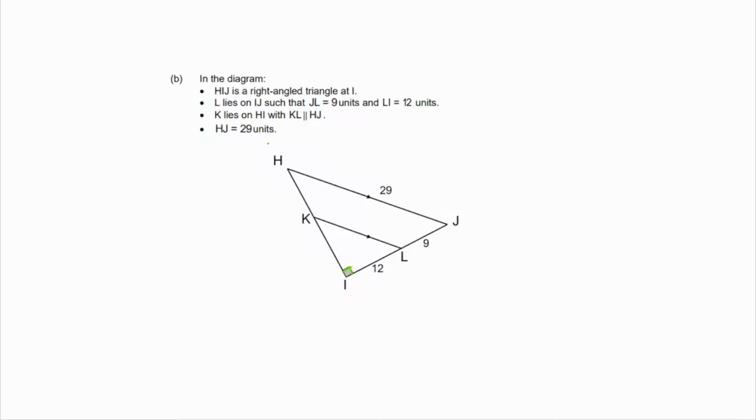Don't stress too much. K lies on HI. Here's HI, there's K, with these two lines parallel. That's probably important. You can see we're going to be doing line parallel one side triangle. And HJ is 29 units. Okay, so we have all of that information.